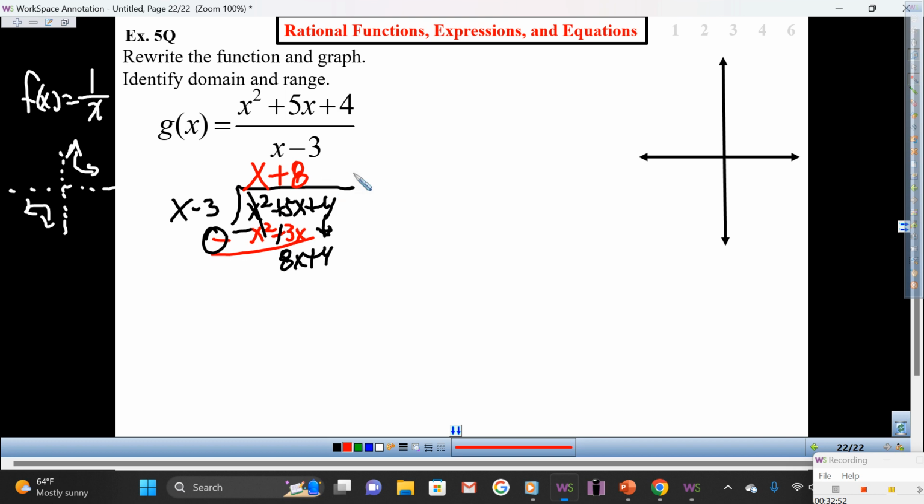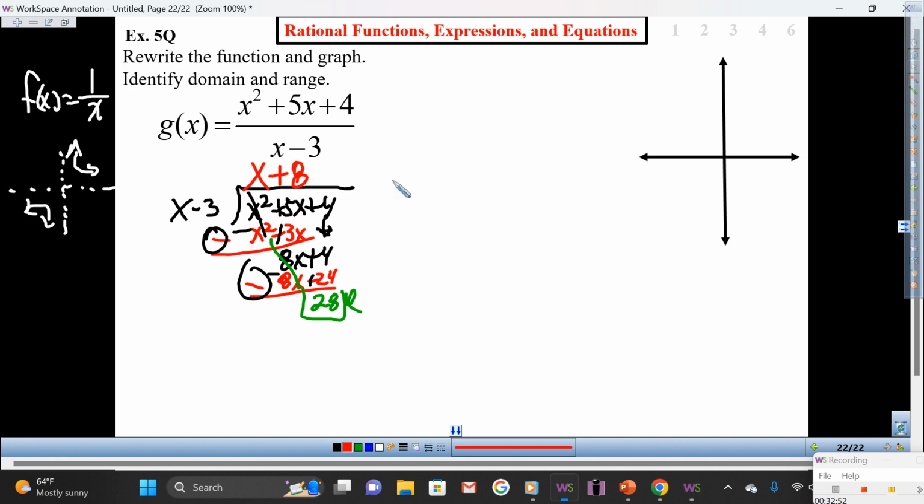Next, continue. What number times x is 8x? Positive 8. Is that correct? So 8 times x is 8x. x times negative 3 is negative 24. Subtract. Distribute. So we end up with 28 as remainder.